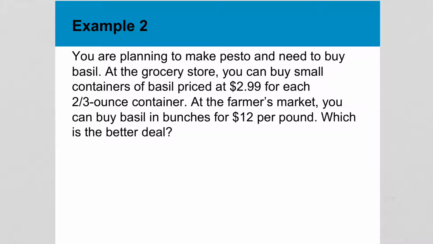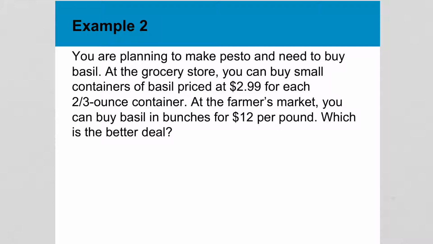Example 2 says, this problem's funny, I think. You are planning to make pesto and need to buy basil. At the grocery store, you can buy small containers of basil priced at $2.99 for each 2/3 ounce container. At the farmer's market, you can buy basil in bunches for $12 per pound. Which is the better deal?